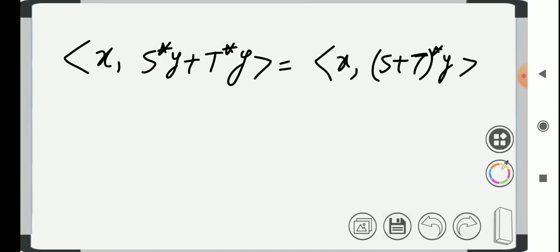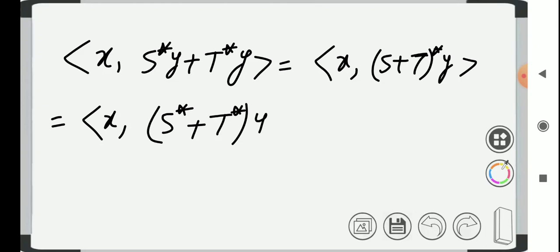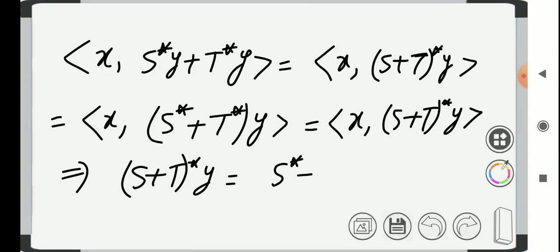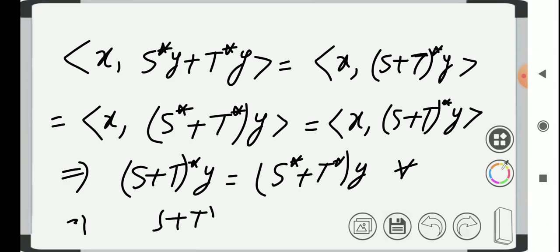Now we know that S star and T star are both linear. Then we can again use the definition of addition, which is simply (S star plus T star) of y. From this, by using the previous lemma, you simply get (S plus T) star of y is the same as (S star plus T star) of y for all y in our Hilbert space, which implies (S plus T) star is the same as S star plus T star, which proves our second property about the Hilbert adjoint operator.